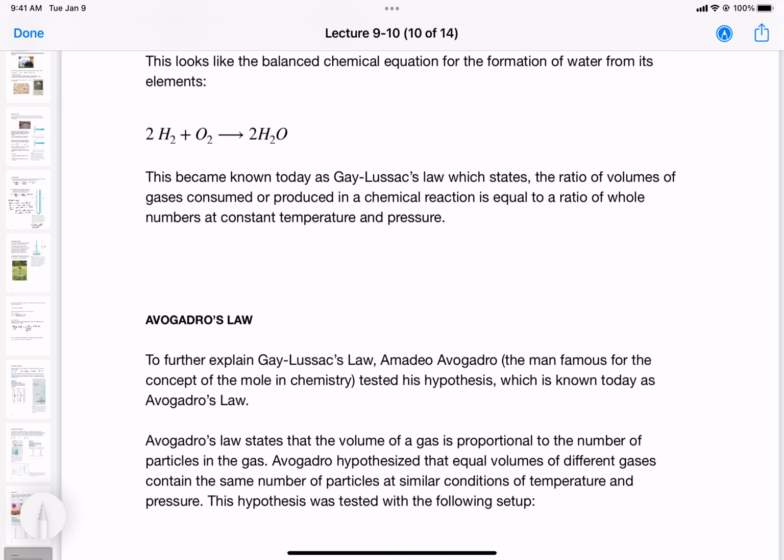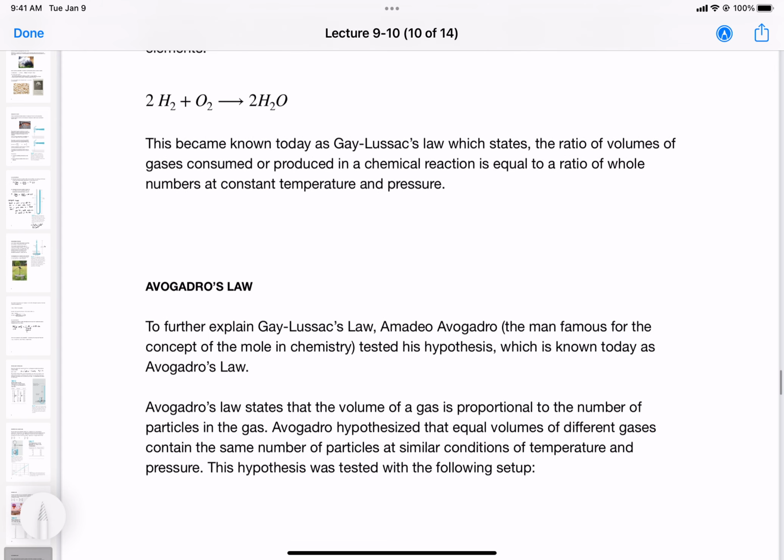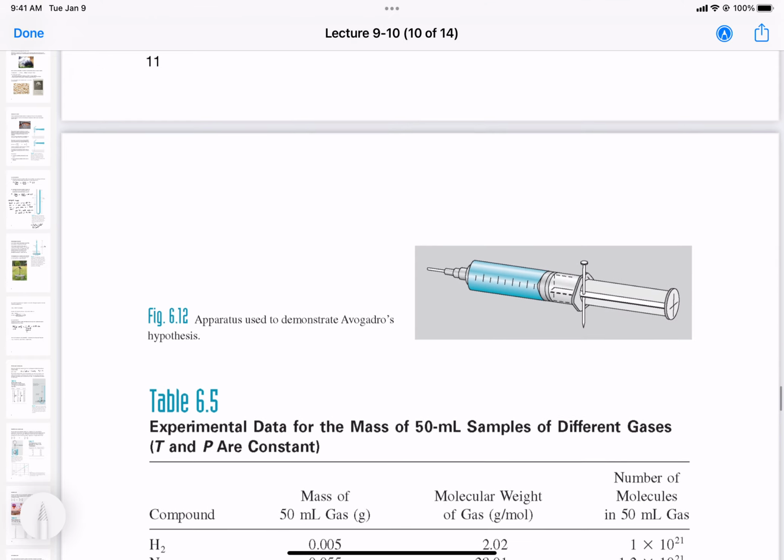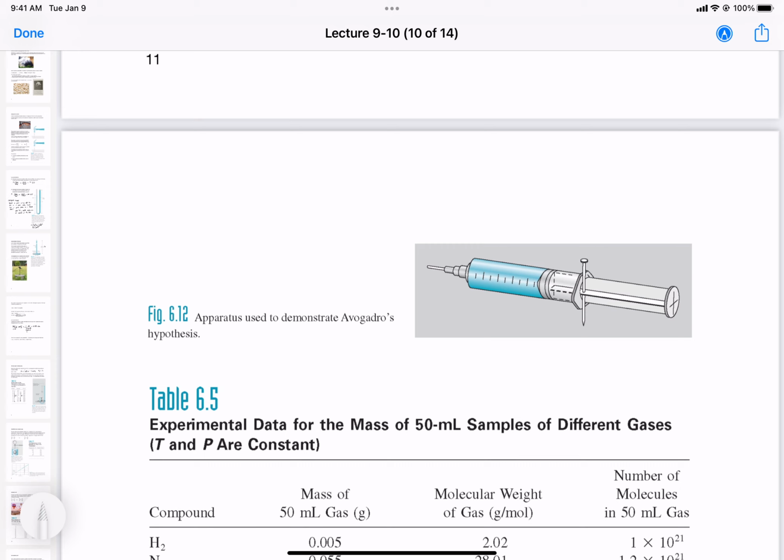And he went out and did some experiments which proved that equal volumes of different gases at the same temperature and pressure had the same number of particles. And we're going to see that in this setup right here. So here's this simple setup. It doesn't look very sophisticated, but it does the job. So he has this plunger, or this syringe, which can be moved.